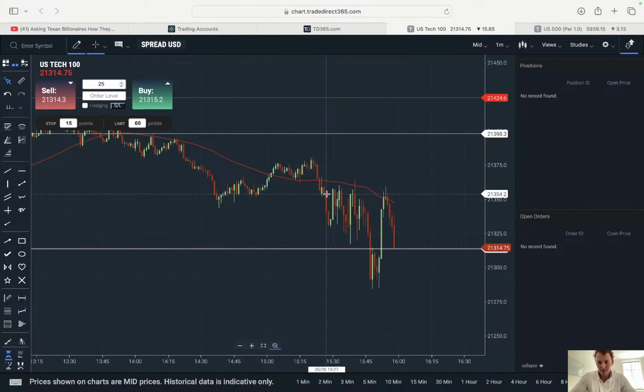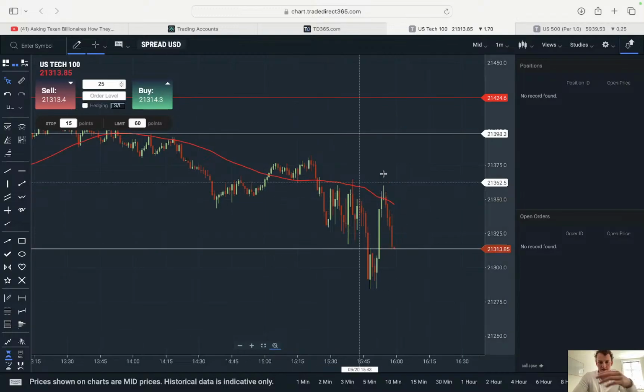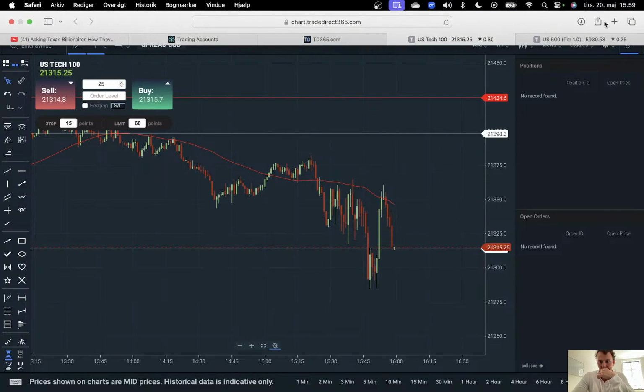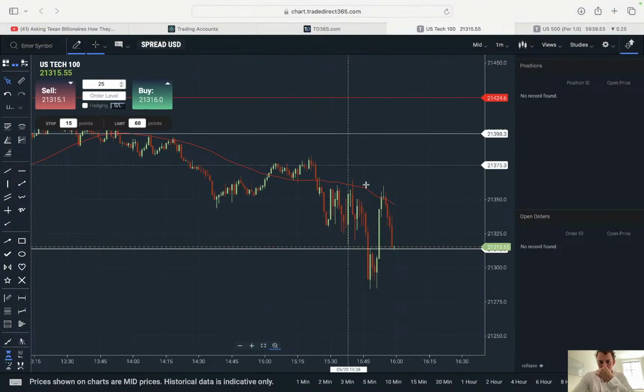I'm gonna exit this one here for 13. Why? I'm just gonna take some profit. I'm still down 500. Thinking about taking another short position here. So just exit that one for 400. I'll think about taking another short position here.